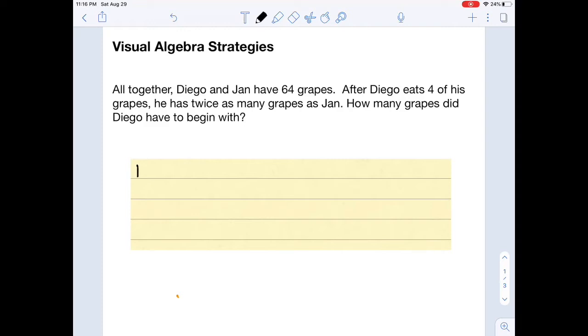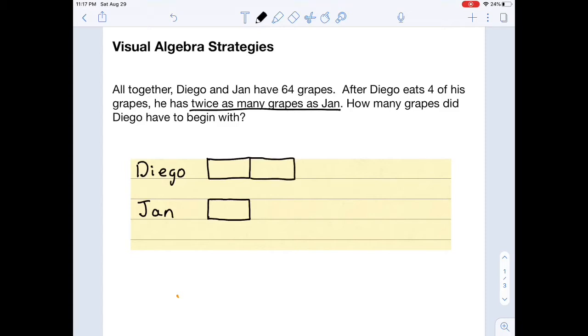So let's get started. We have Diego's grapes, and we have Jan's grapes. And we notice that at some point, Diego has twice as many grapes as Jan. So I'm going to represent Jan's grapes with a single box and Diego's grapes with twice as many boxes. I'm going to attempt to have my boxes be about the same size because in the end, I want the value of each individual box to be the same.